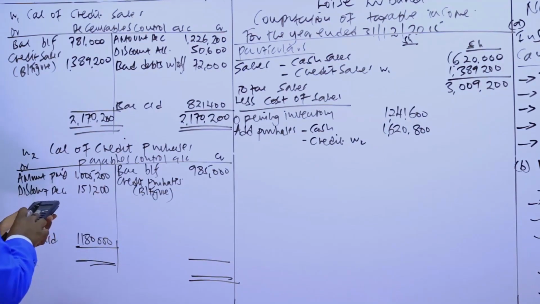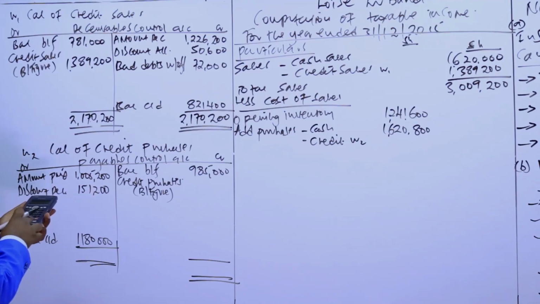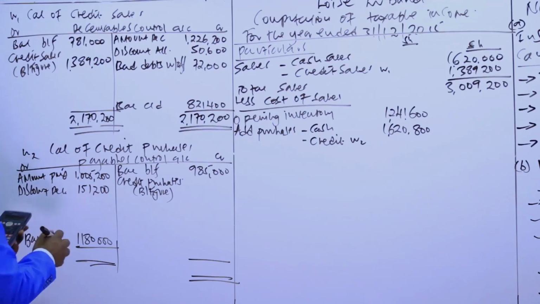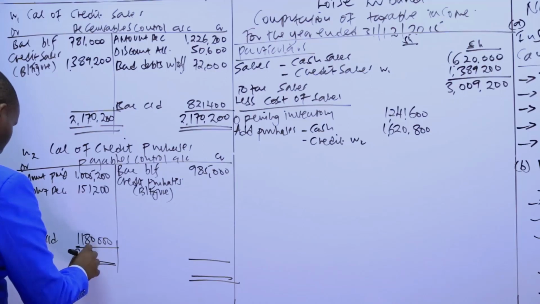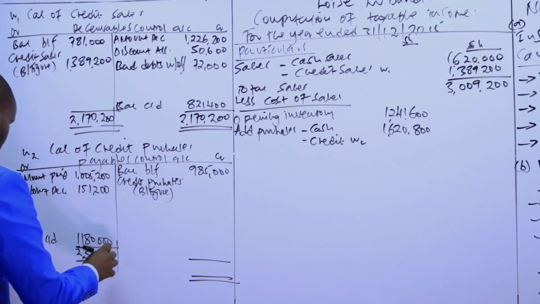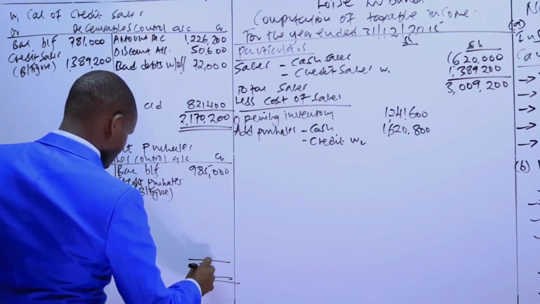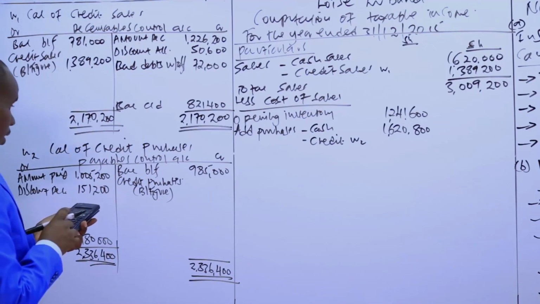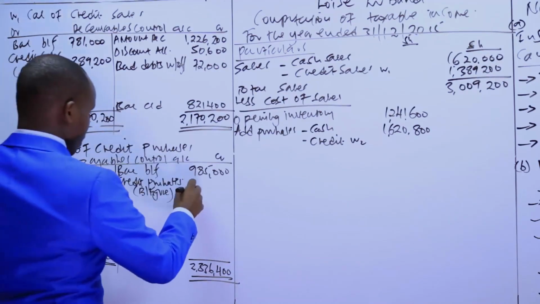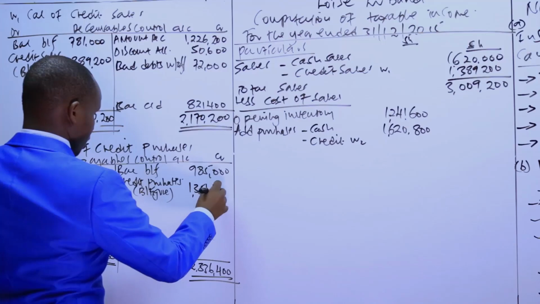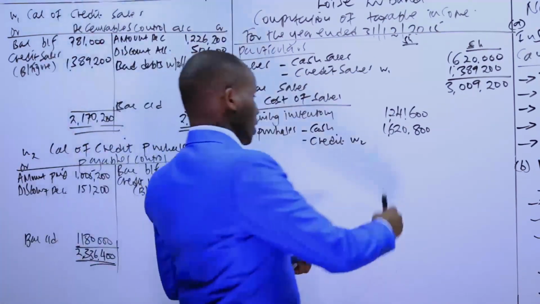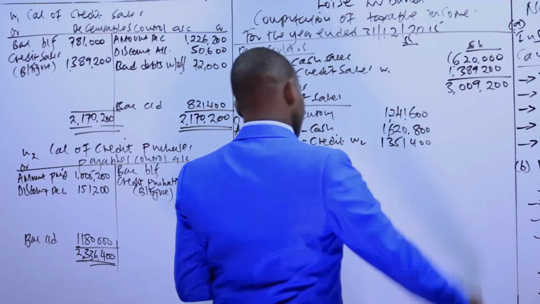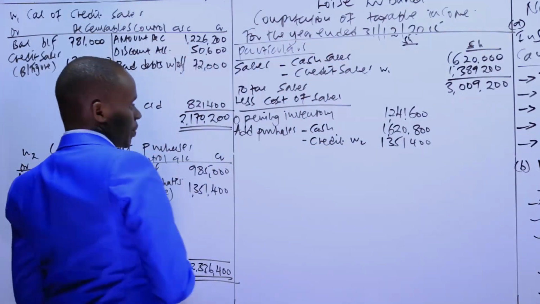So I add 1,005,200 plus 151,200 plus 1,180,000, and we get 2,336,400. 2,336,400 minus 985,000 gives 1,351,400. So credit purchases are 1,351,400.